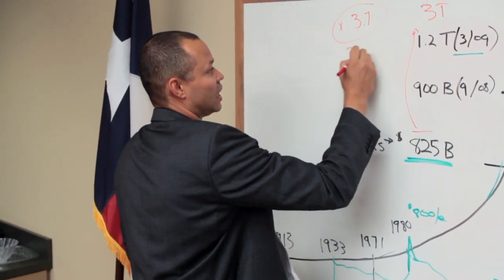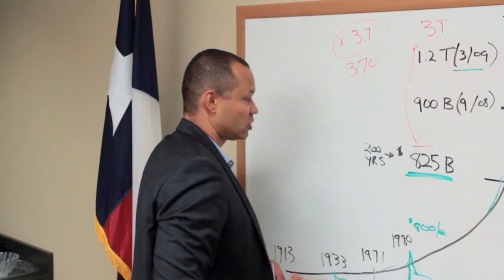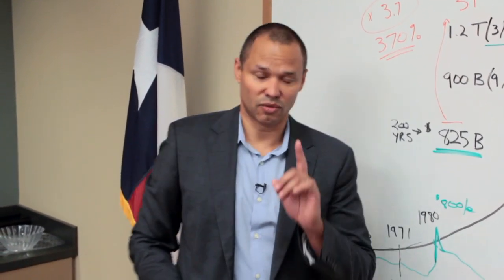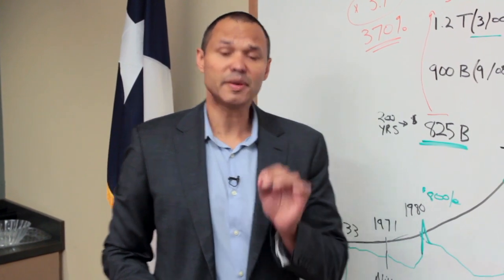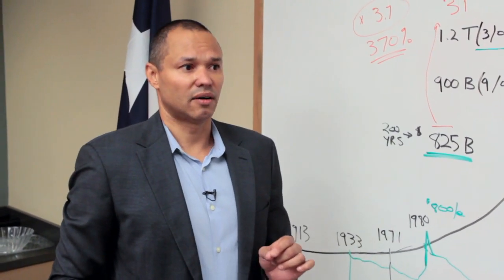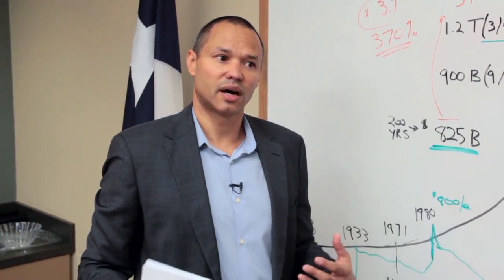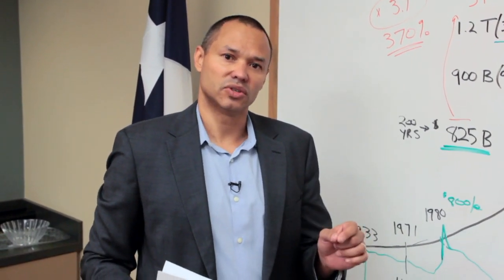In other words, our money supply grew by 370% in 1 year. Now let me explain why having all that money and printing more money, the government printing more money, hurts our economy. It basically devalues our dollar.